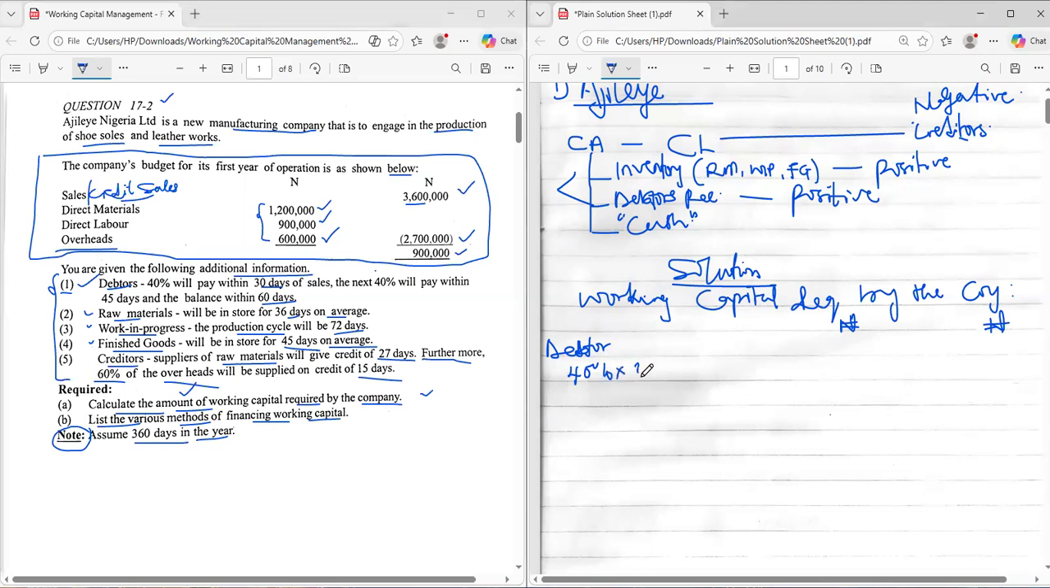So 40% of 3.6 million will pay within how many days? The first one is 30 days. So that's going to be multiplied by 30 divided by 360.